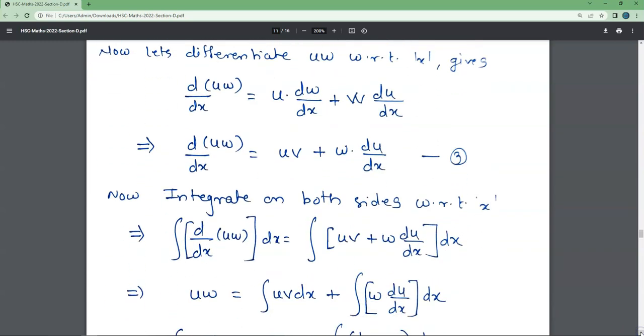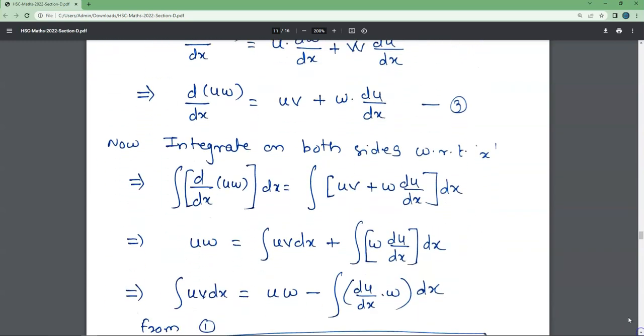Now integrate on both sides. Integrate on both sides with respect to x. याला पण इंटिग्रेट करायचं, याला पण इंटिग्रेट करायचं. आणि इंटिग्रेशन and डेरिव्हेटिव्ह काय होतात? कॅन्सल होतात. Remember, so this derivative and the integration will basically cancel.